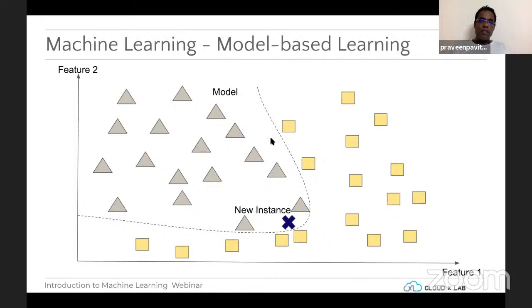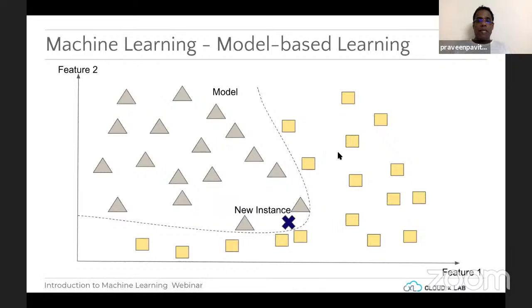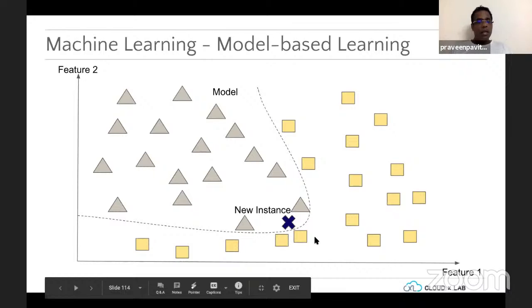The model would look at the data and figure out a boundary that separates the triangles from the rectangles. If it's got an X here, it would say that if it's on this side of the boundary, it's a triangle, and if it's on this side of the boundary, it's a rectangle. That's not exactly how instance-based learning would work. Instance-based learning would say this X is closer to two rectangles and one triangle, and it would specify it to be a rectangle.